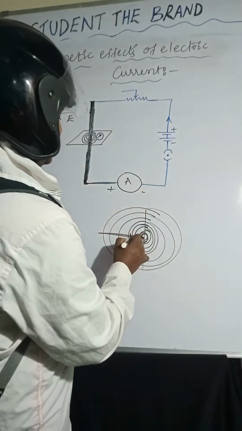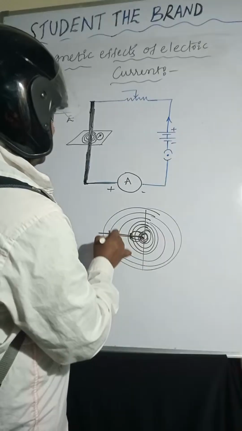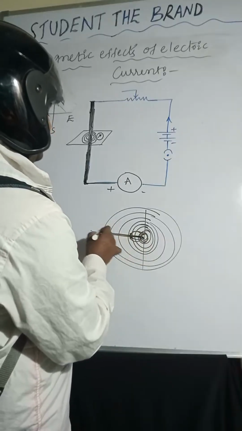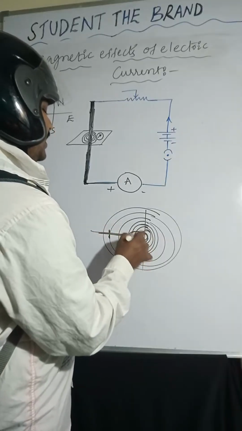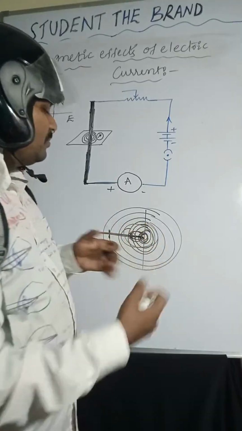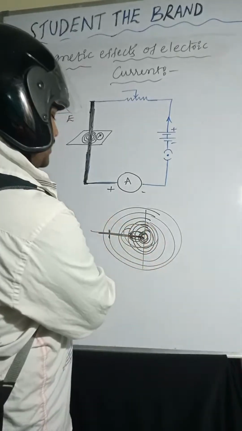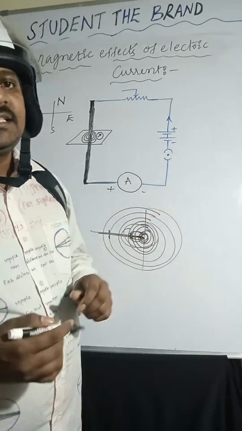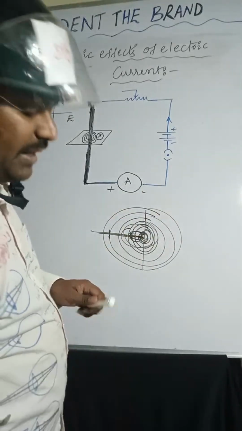If you are placing the compass here, the magnetic field will be there. Near to the conductor, more magnetic field will be there. As you move away from the conductor, the magnetic field will be less.